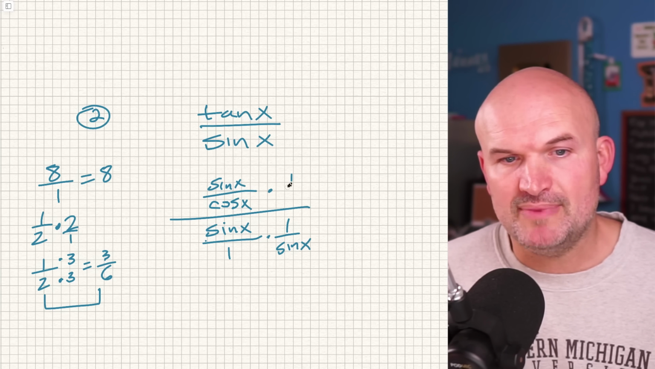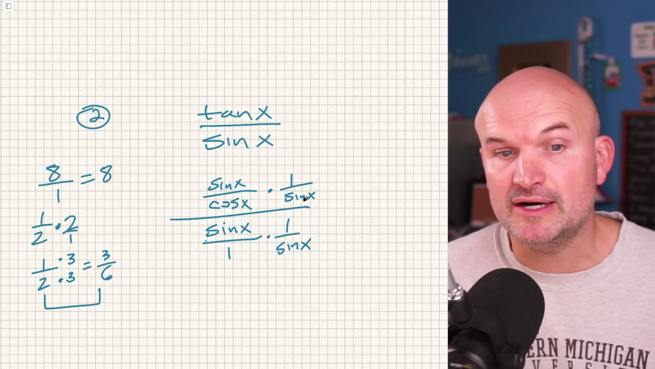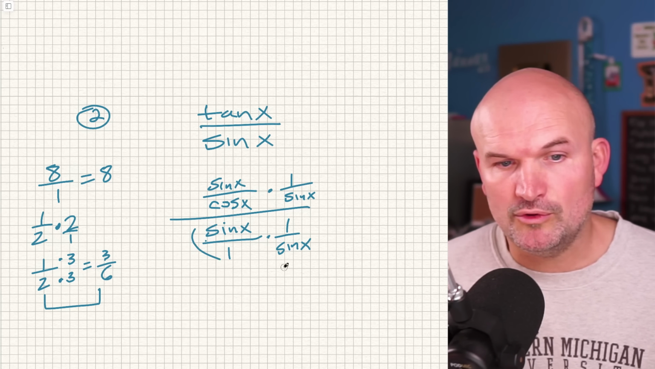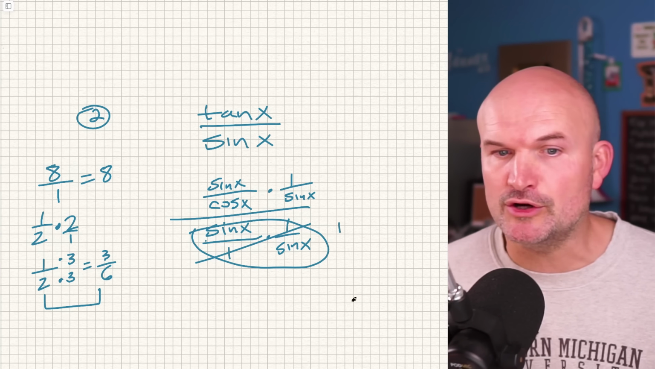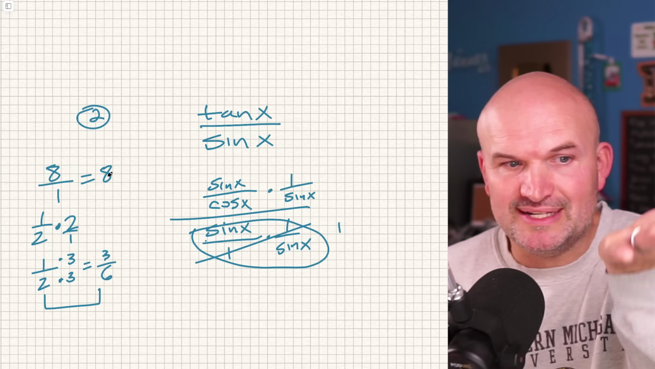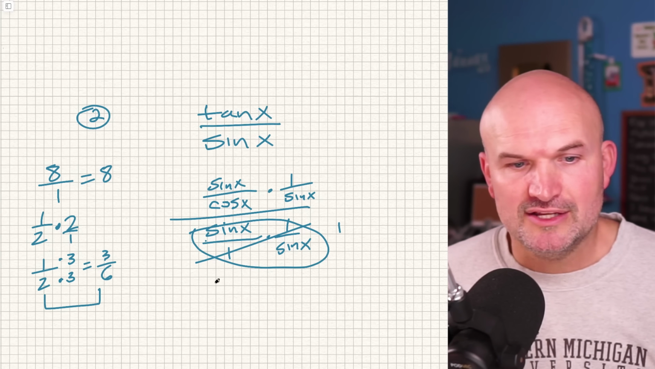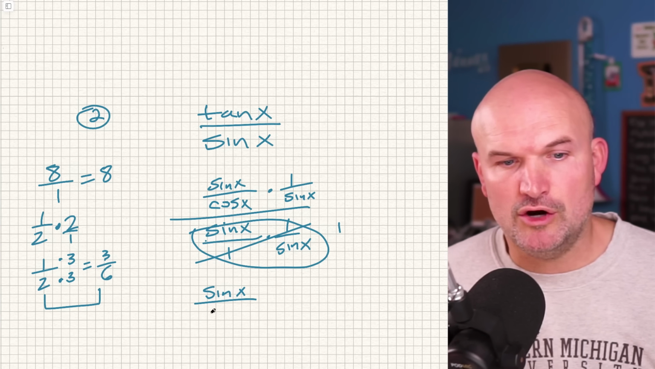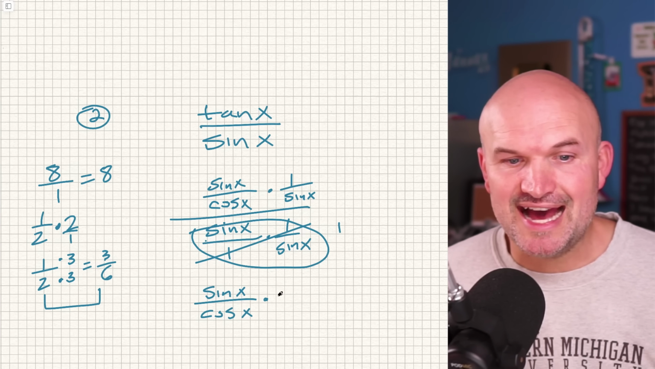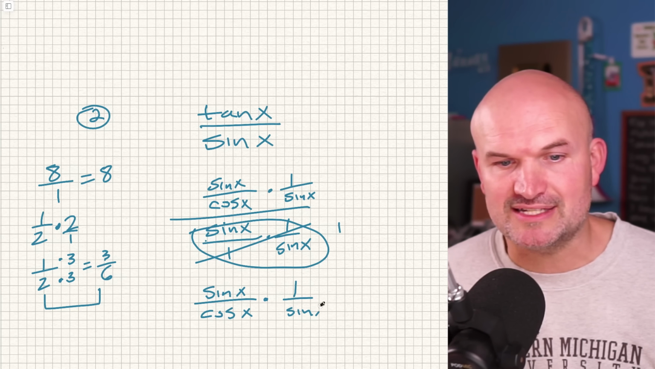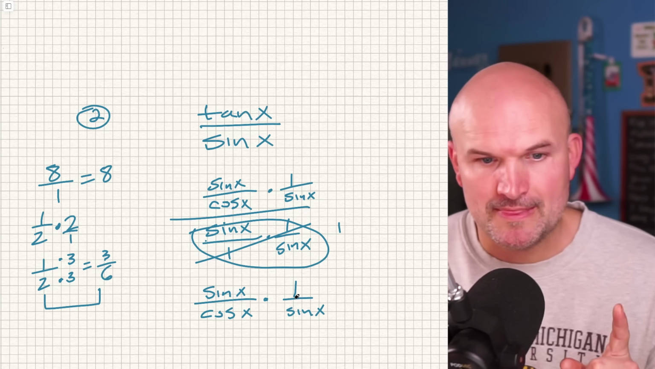So now I'm going to multiply by 1 over a sine of x in the numerator as well. So now this whole thing, this blob, is now just going to go to 1. And again, divided by 1, we can now just focus here on our numerator. So now I have a sine of x over a cosine of x times a 1 over a sine of x. Now here's the important thing.